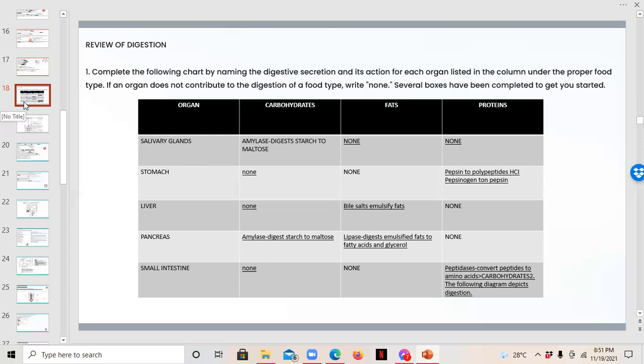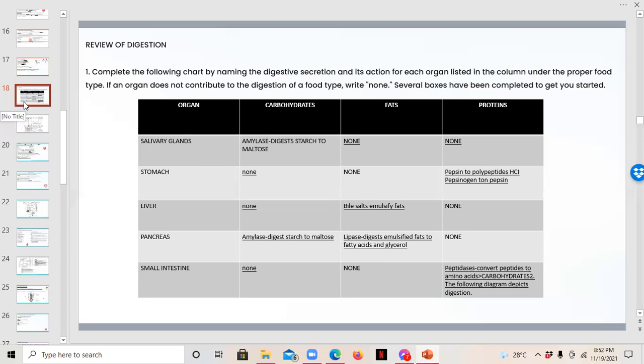Review of digestion. Number 1. Complete the following chart by naming the digestive secretion and its action for each organ listed in the column under the proper food type. If an organ does not contribute to the digestion of a food type, write none. Several boxes have been completed to get you started. Organ: salivary gland, stomach, liver, pancreas, small intestine.